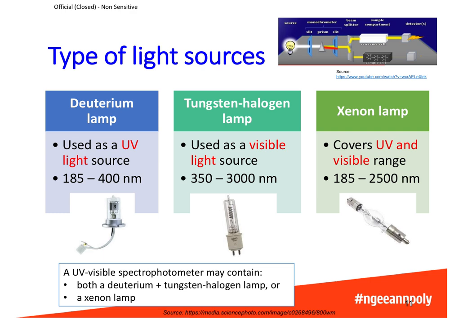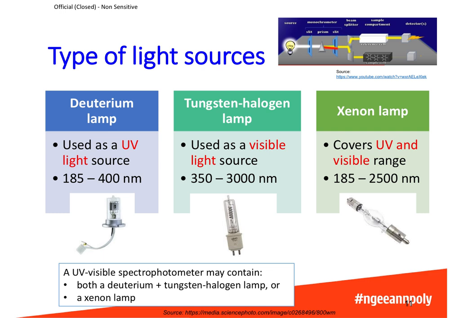There are three types of light sources that are commonly used in UV and visible spectrophotometers. Deuterium lamps emit light with wavelengths of about 185 to 400 nanometers, so it is often used as a UV light source. Tungsten halogen lamps emit light between 350 to 3000 nanometers, so this will be used as a visible light source. Xenon lamps emit radiation between 185 to 2500 nanometers, so this covers both the UV and the visible range.